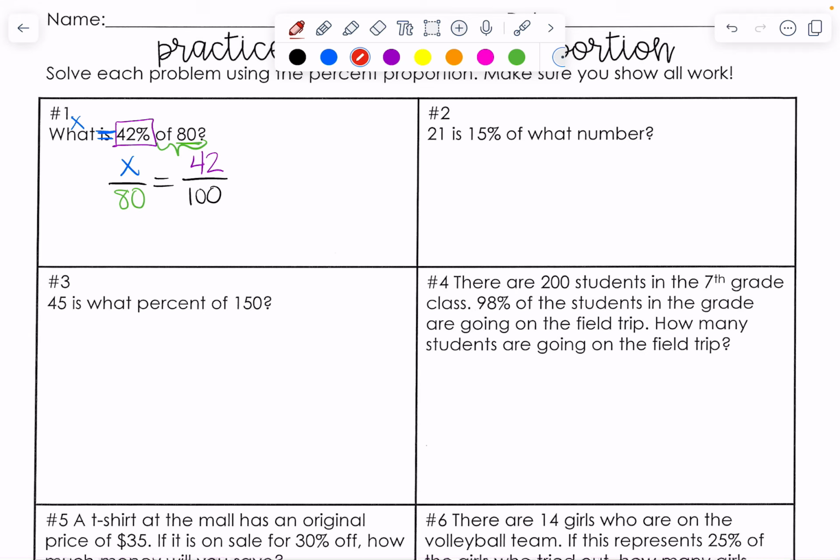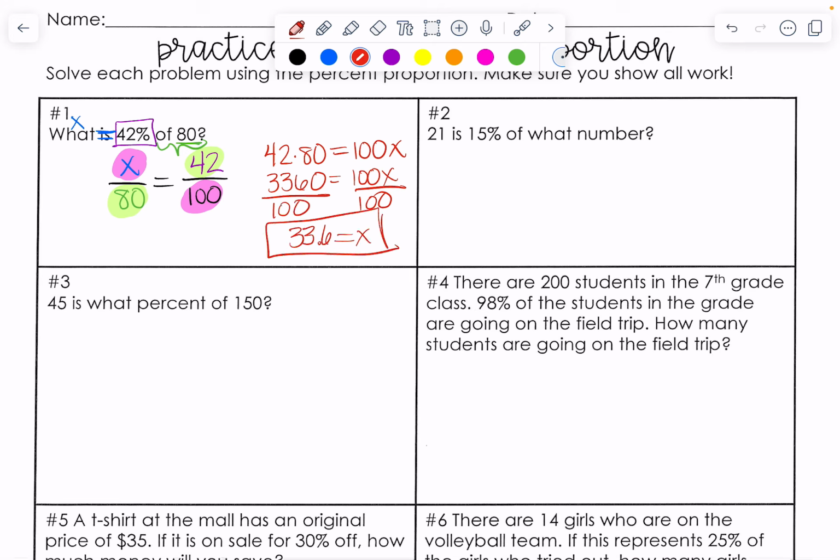When I solve this, I can use cross products. There's not really any friendly relationships here. So 42 times 80 is equal to 100 times something else. As a reminder, our cross products say that 80 times 42 has the same value as 100 times something, okay? So when we multiply 42 times 80, I get 3,360 is equal to 100 times x. I can divide by 100, and x is going to equal 33.6. So that would be my solution. So 33.6 is 42% of 80.